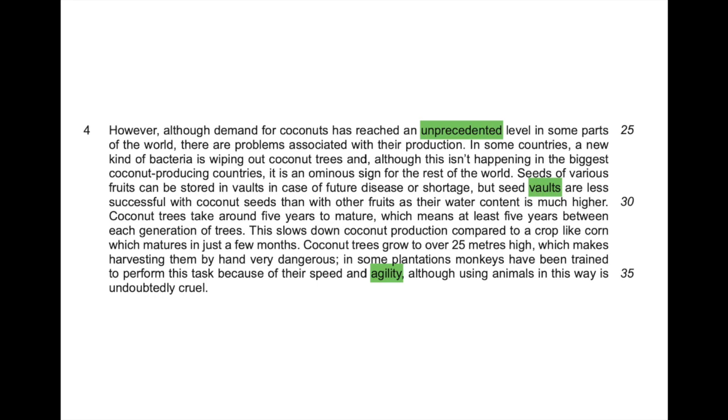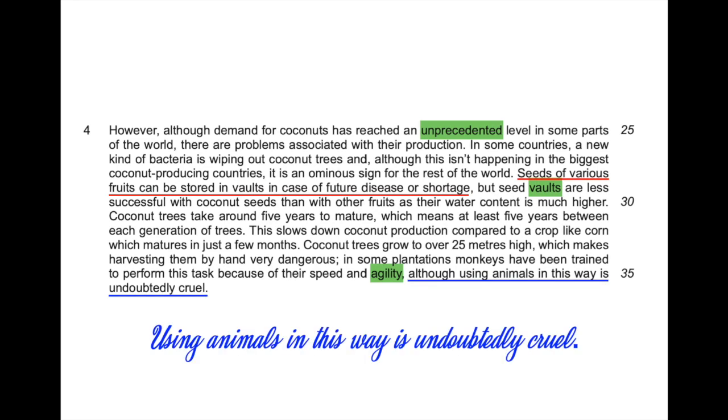Did you have a go? Okay, would you like to see the answer? Here's the answer. The answer is written there in blue. Although using animals in this way is undoubtedly cruel. Let's have a look at the whole sentence. It says, coconut trees grow to over 25 meters high, which makes harvesting them by hand very dangerous. In some plantations, monkeys have been trained to perform this task because of their speed and agility, although using animals in this way is undoubtedly cruel.